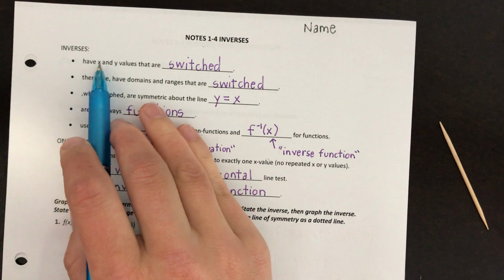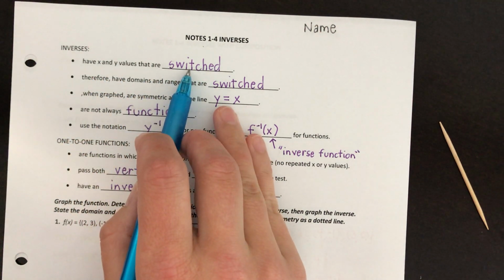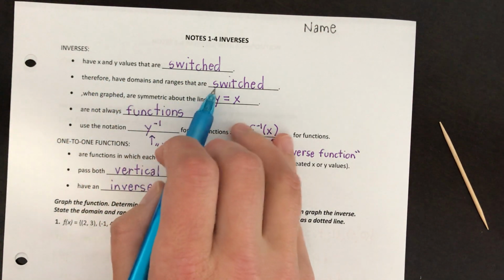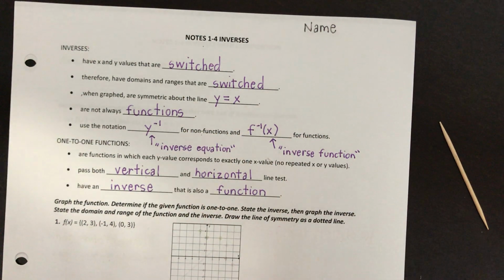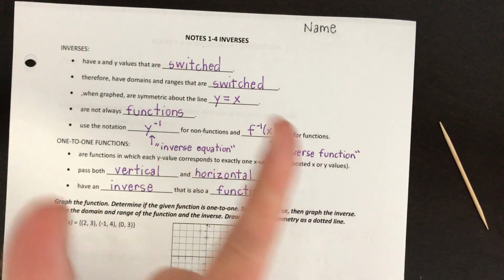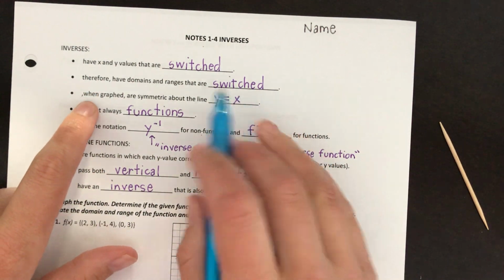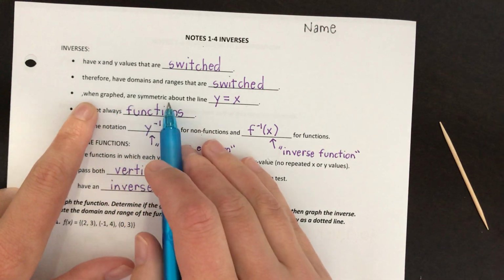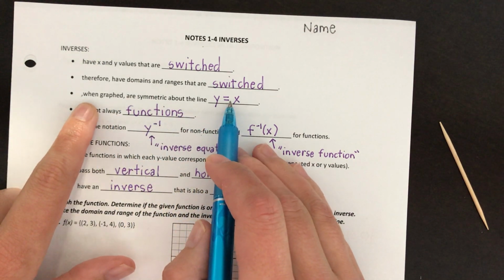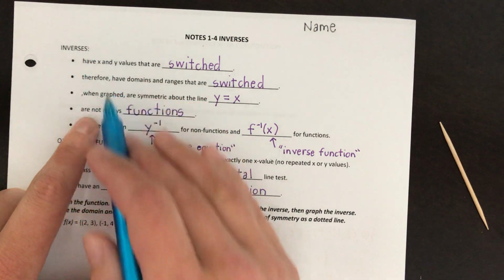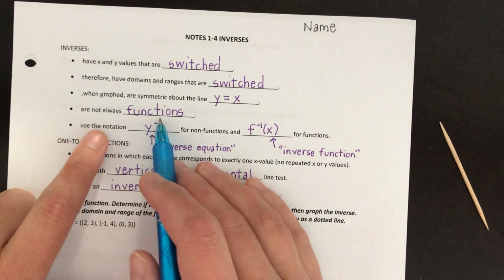Inverses have x and y values that are switched. Therefore, they have domains and ranges that are switched, because if domain is composed of x and range is composed of y, and you take those values and switch them, then of course the domain and range will be switched as well. Inverses when graphed are symmetric about the line y equals x. Inverses are not always functions.